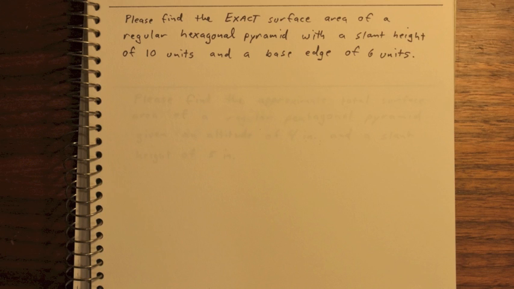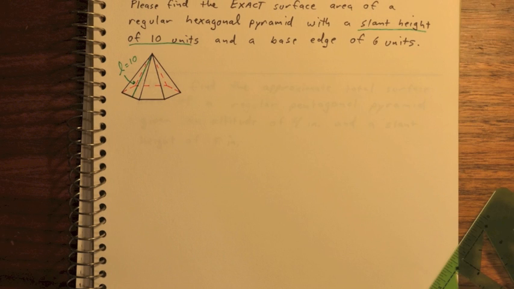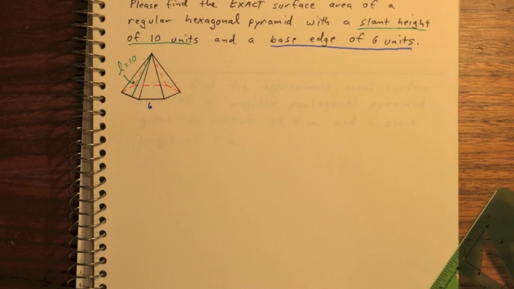So now let's take a look at some example problems. First, find the exact surface area of a regular hexagonal pyramid with a slant height 10 and a base edge 6. So let's sketch this out. We have a hexagonal pyramid. We know slant height is 10, and base edge is 6.